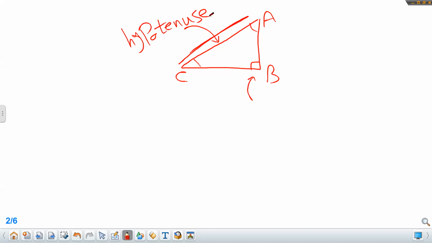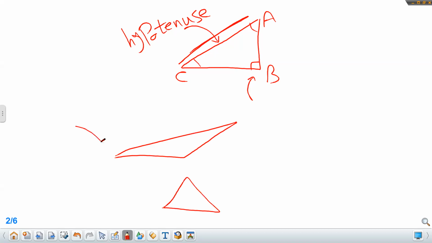So now we can say the hypotenuse just exists in the right angle triangle. It does not exist in an obtuse angle triangle or an acute triangle, not here or here, but it exists here in the right angle triangle.